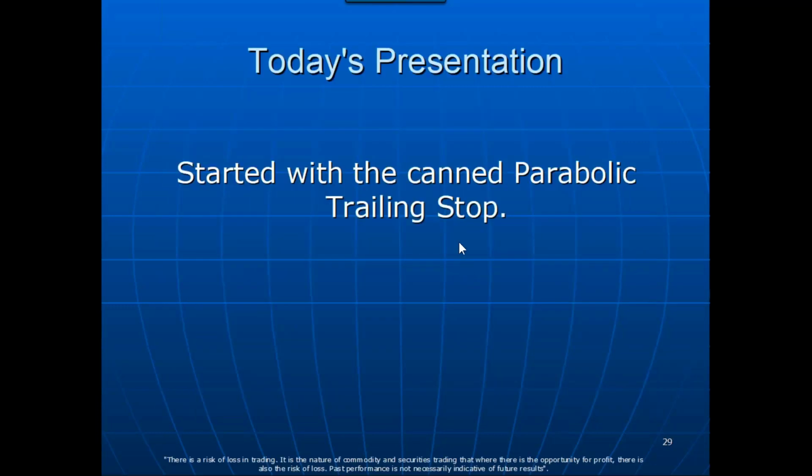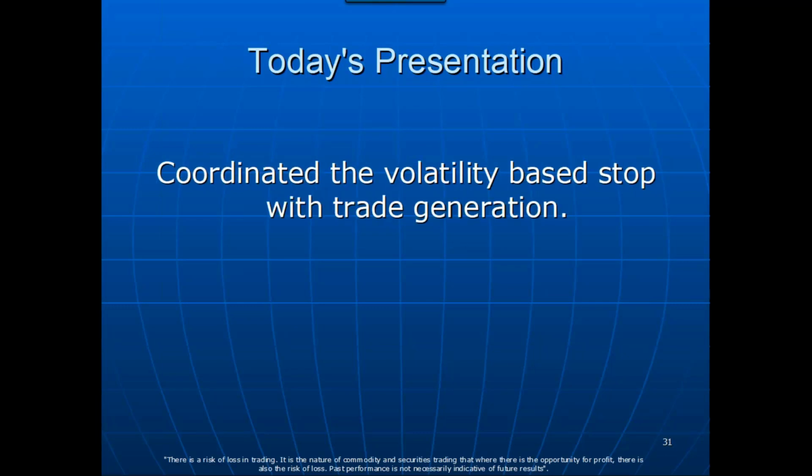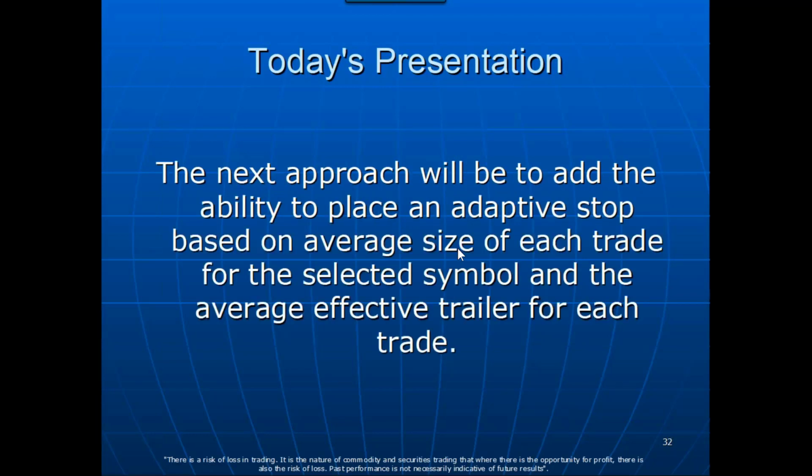Now, just to get an idea of what we're doing here, we started with the canned parabolic trailing stop, and that one didn't work so well. We changed that to a volatility-based self-adaptive trailer, and that worked a little better. But when we coordinated that with a volatility-based stop for the trade generation, then we had something that worked quite a bit better.